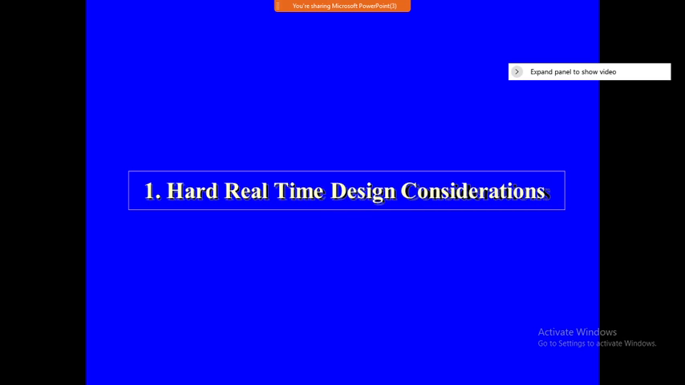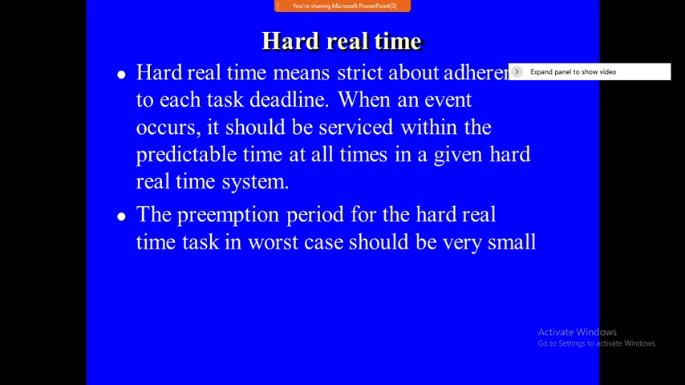Now we are going to see what is hard real time and soft real time. Hard real time strictly adheres to the time deadline. If any task has to be stopped, it has to stop within a specified time deadline. It cannot continue that way. It cannot miss the deadline. It has to stop there only. That is hard real time.